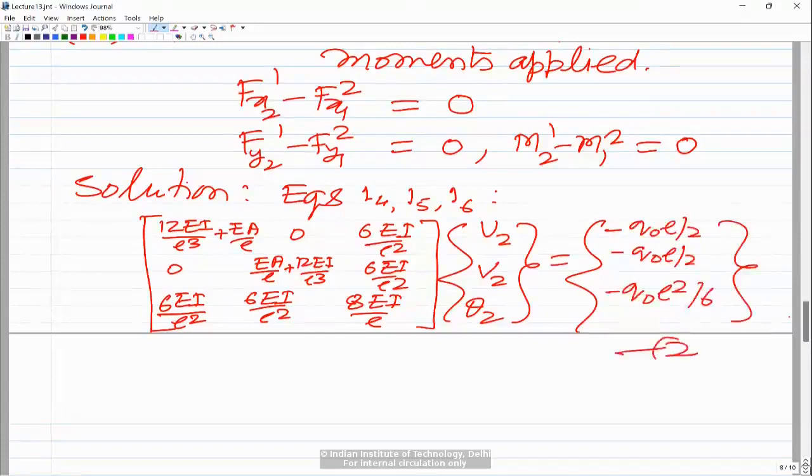Let us say this is equation number 2. So now what you will have to do, I am leaving as an exercise for you, is to solve from this equation for u2, v2, and theta 2.